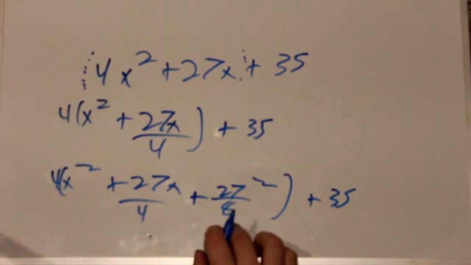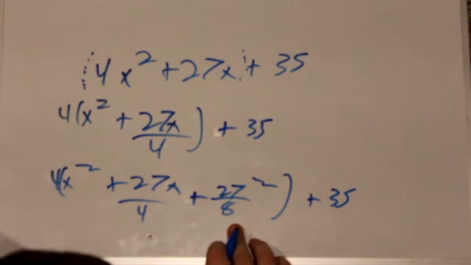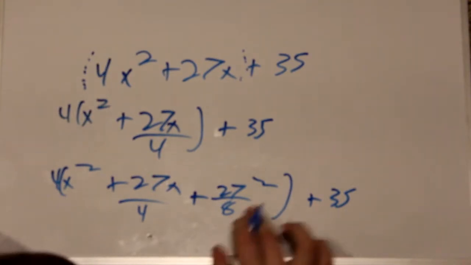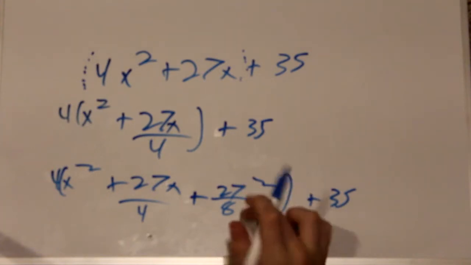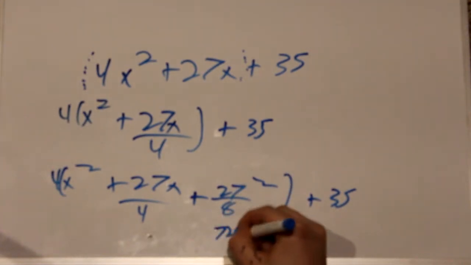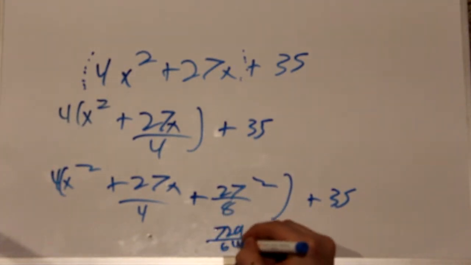Now we can make this just a little bit easier. Clean this up just a little bit. 27 squared is 729, and 8 squared is 64.